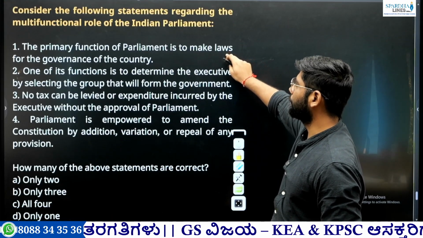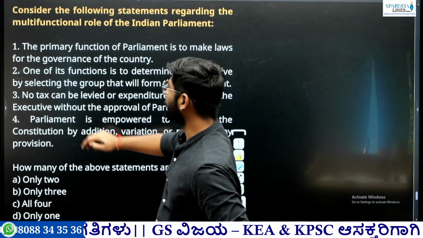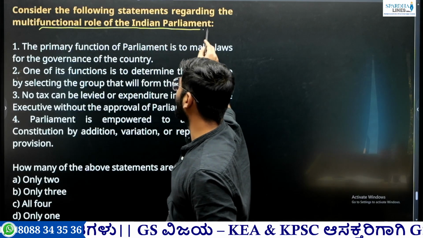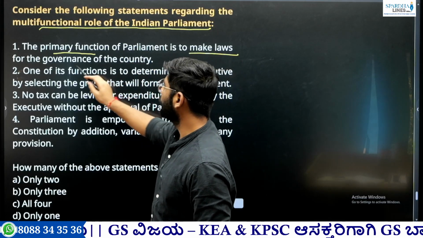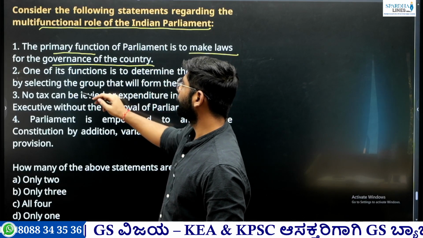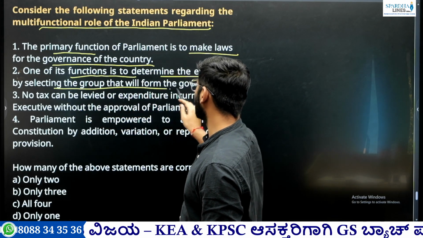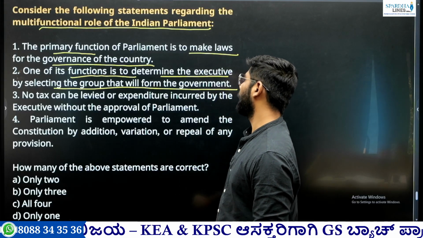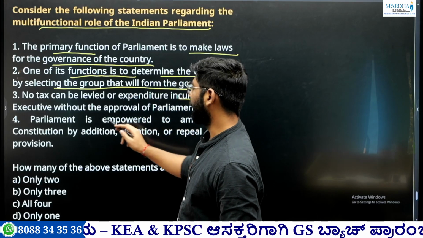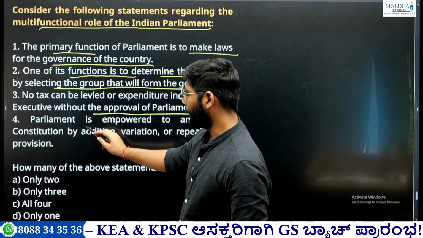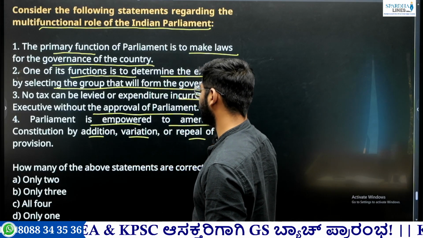Well, this is quite a generic one but holds much significance. It is asking about the multifunctional role of the Indian Parliament. The first statement says the primary function of the Parliament is to make law for the governance of the country. Then one of its functions is to determine the executive by selecting the group that will form the government. Then no tax can be levied or expenditure incurred by the executive without approval of Parliament. Then Parliament is empowered to amend the Constitution by addition, variation, repeal of provisions.